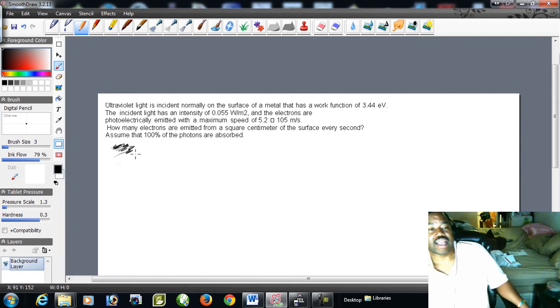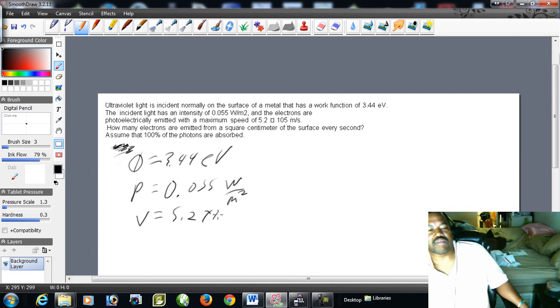Alright, ultraviolet light is incident normally on the surface of a metal with the work function, that's your phi, 3.44 eV. You know your power is equal to, power problem, watts per meter squared, and electrons are ejected with a maximum speed of 5.2 times 10 to the 5th meters per second. How many electrons per square meter surface every second?